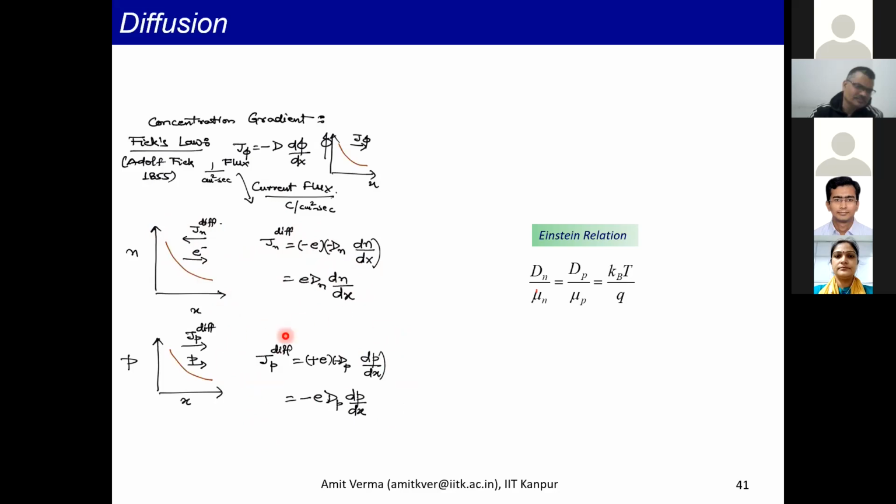Similarly, you can write the diffusion current for holes. Now, the diffusion coefficient actually has all the same physics as mobility. It is decided by the scattering events inside the material. So there is a relation that relates the two, known as the Einstein relation, that D by mu is a constant, kBT by q. So if you know one, say from Hall measurement, you can find D.